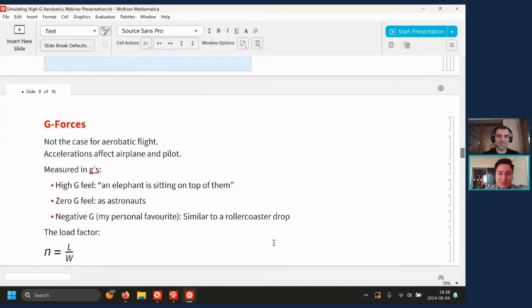I write as my personal favorite because I used to be a pilot and I used to love making this negative G's maneuver. They really feel really weird. These are measured by this thing over here called the load factor, which is the relationship between the lift and your weight. And while your weight remains fairly constant, not considering the fuel burning and stuff, the lift is actually changing.